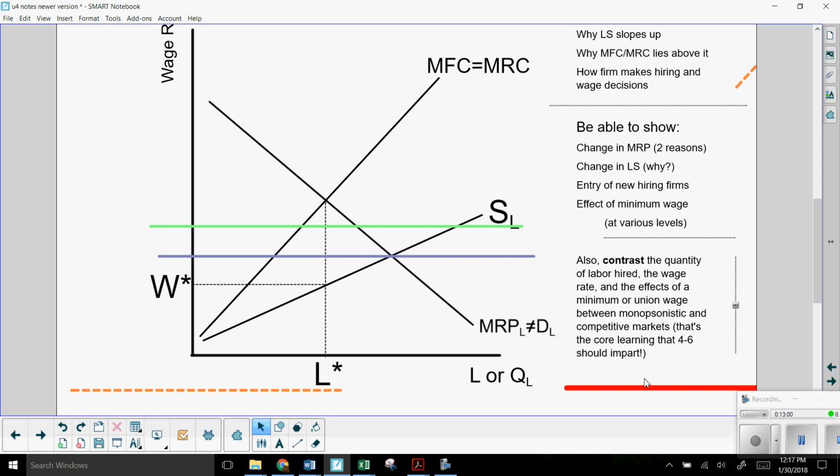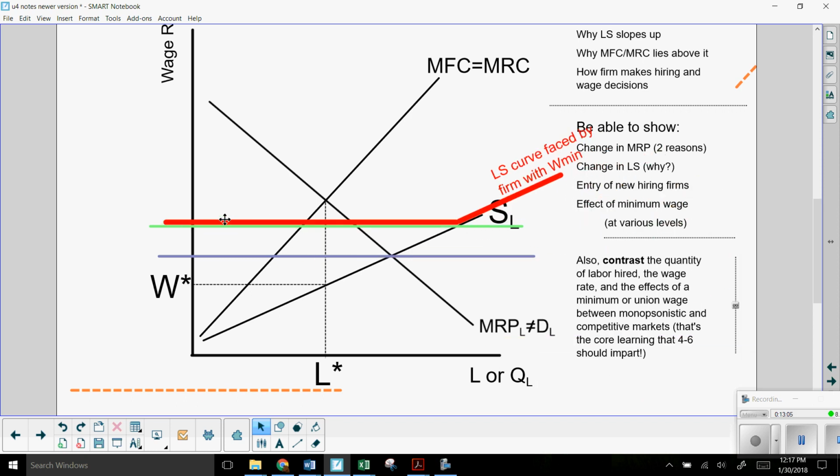Now, the firm has, of course, a new labor supply curve, and it looks like this. How do you make that new labor supply curve? Follow the minimum wage all the way across until it hits the old labor supply curve, and then bend it up along that old labor supply curve.